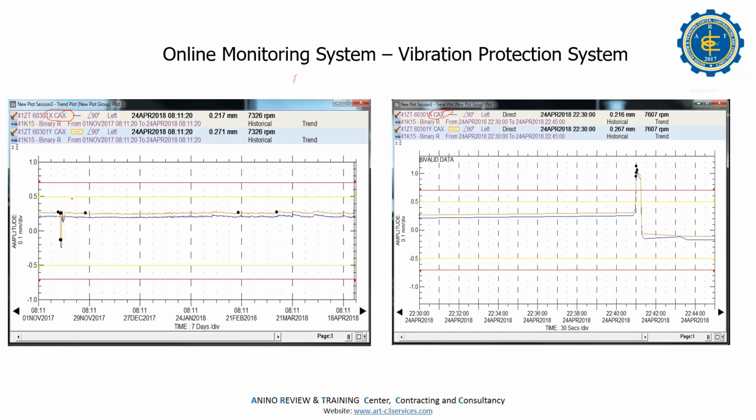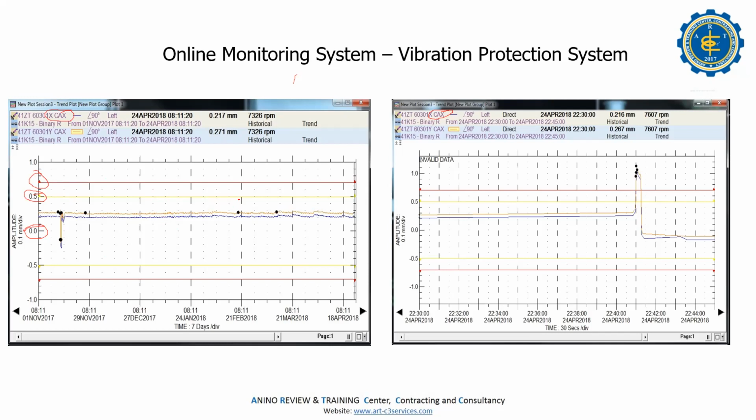In my previous company in Saudi Arabia, the gap is zero during shutdown. In the alarm limit, alarm one is 0.5 mm, which is small, right? And the tripping point is 0.7 mm.